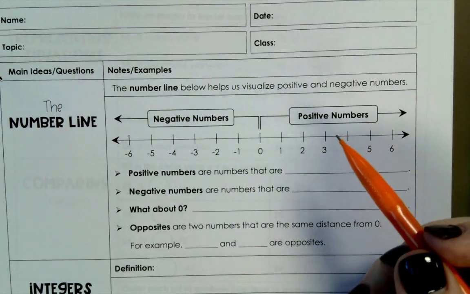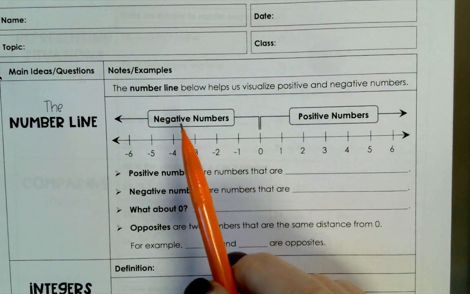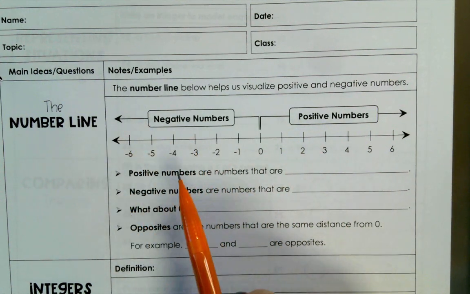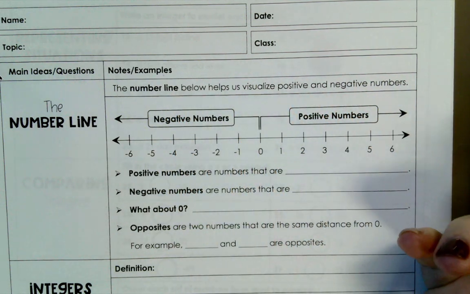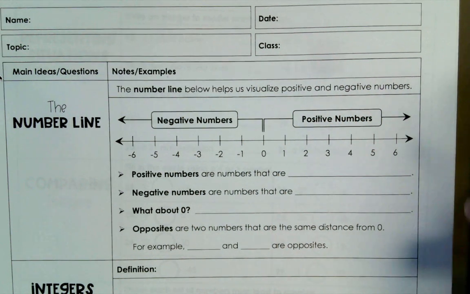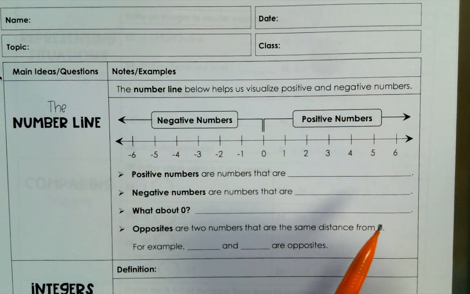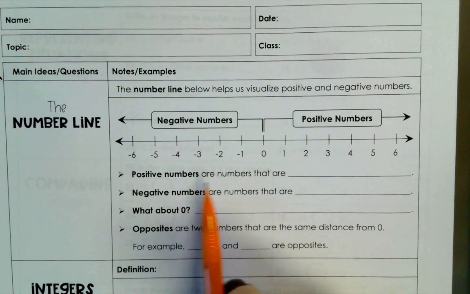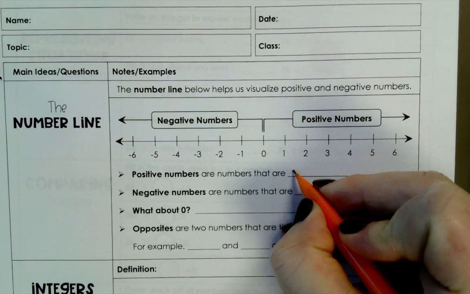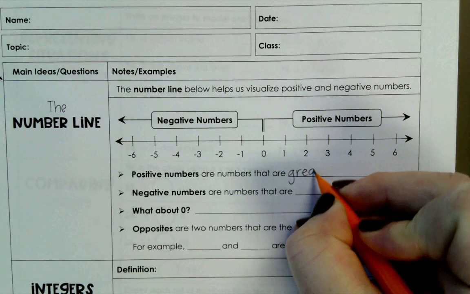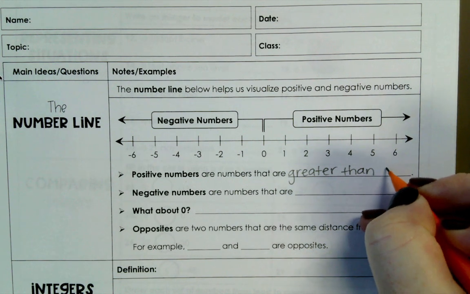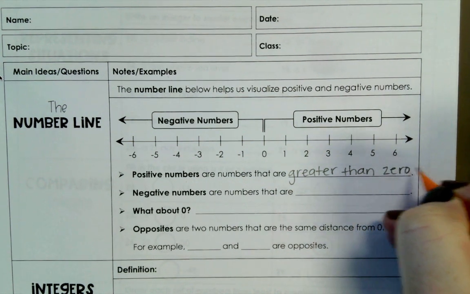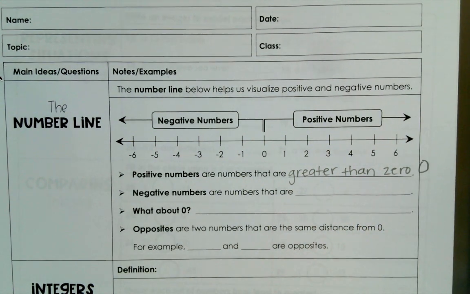So we are talking about integers today, and we are going to look at the number line. This is the first part of our integers. And the number line below helps us visualize positive and negative numbers, okay? So refer to your number line here. So positive numbers are numbers that are greater than 0. Write that down. Greater than 0. Also put the number 0. Okay?